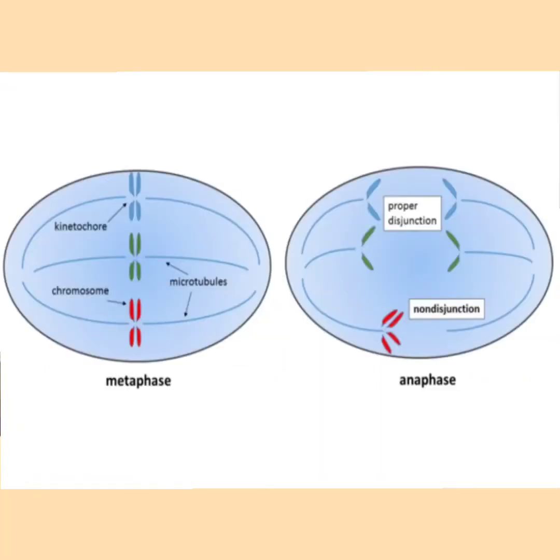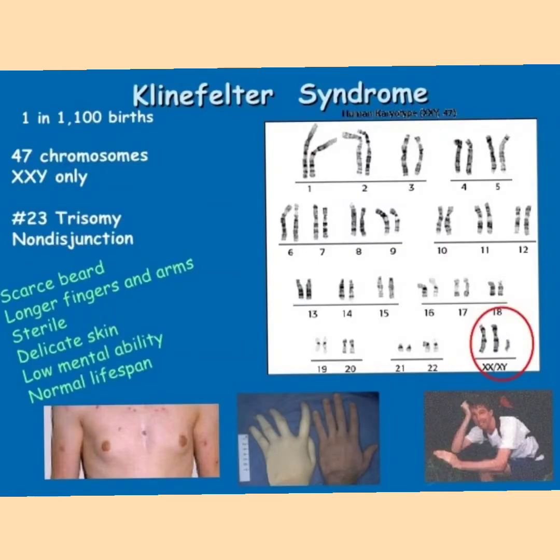Here you can see that during metaphase the separation of the chromosomes occurs by the formation of microtubules. During anaphase the separation occurs, and when the separation is proper, an equal half of the chromosomes go to either side of the cell, whereas in non-disjunction an unequal number of chromosomes go to the cells on either side. An example of this is Klinefelter syndrome. 1 in 1100 births are affected, and the chromosome number is 47. They have XXY chromosomes.